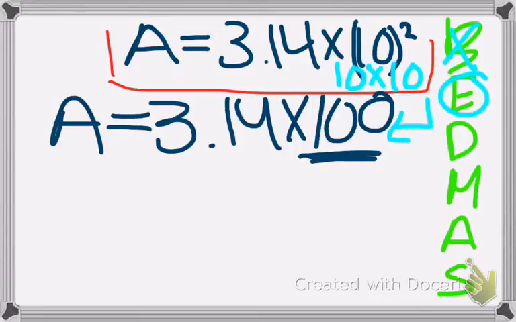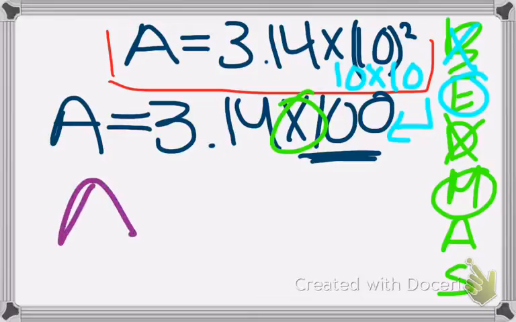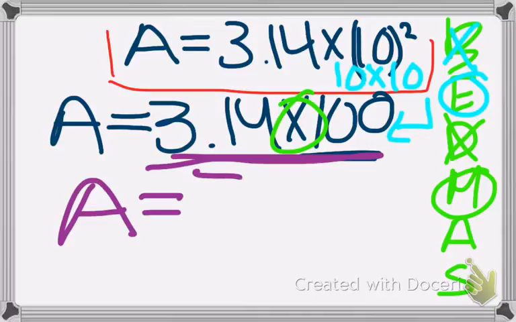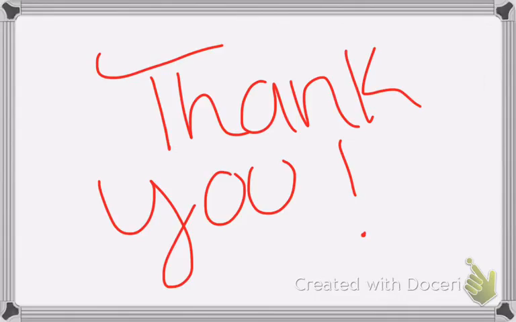So then multiplication comes next. So we multiply these two. So after that, we just multiply. So area equals 314. Thank you.